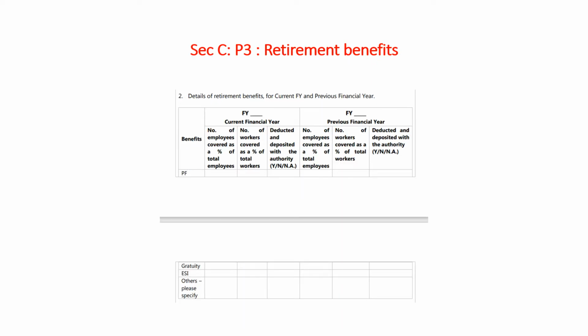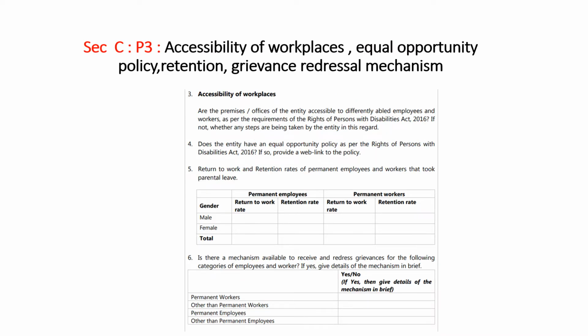Now this is about retirement benefits. They are asking you to give details of retirement benefits for the current financial year and previous financial year, like the number of employees covered as a percentage of total employees, for employees and workers. These are benefits like gratuity, ESI, PF, and others. What is deducted, what percentage of people are covered, and how much is deposited with the respective agencies. So in this part, we will see whether your company has provided for the well-being of your people.